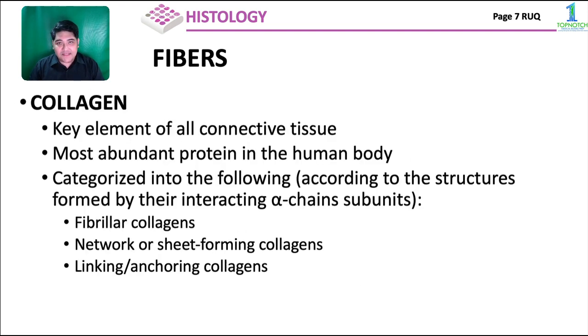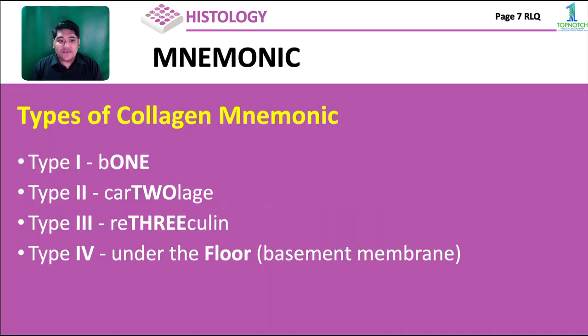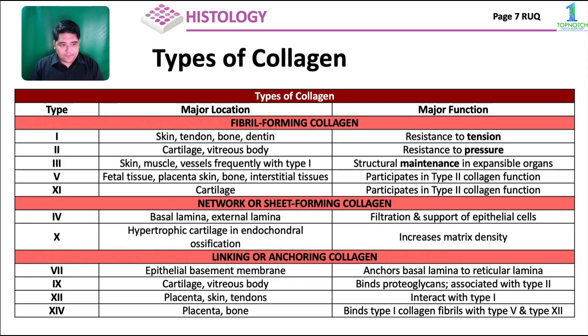Okay, so ang collagen natin is the key elements of all connective tissue, most abundant protein. Okay, categorized into the following. You have your fibril collagen, network or sheet-forming collagen, and your linking anchoring collagens. So, this is a summary of all the types of collagen. Pero syempre, ang pinaka-importante lang naman na madalas tinatanong, no? Okay, this one. Your type 1 bone, type 2 cartilage, type 3 reticulin, and type 4 under the floor basement membrane. So these are your types of collagen.